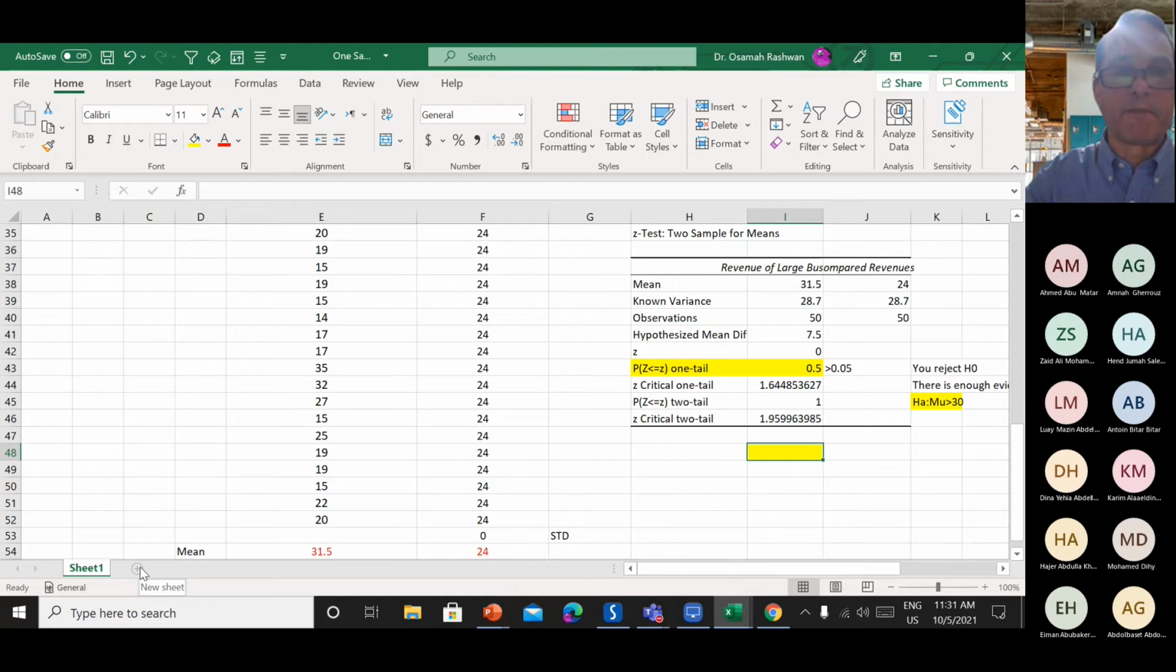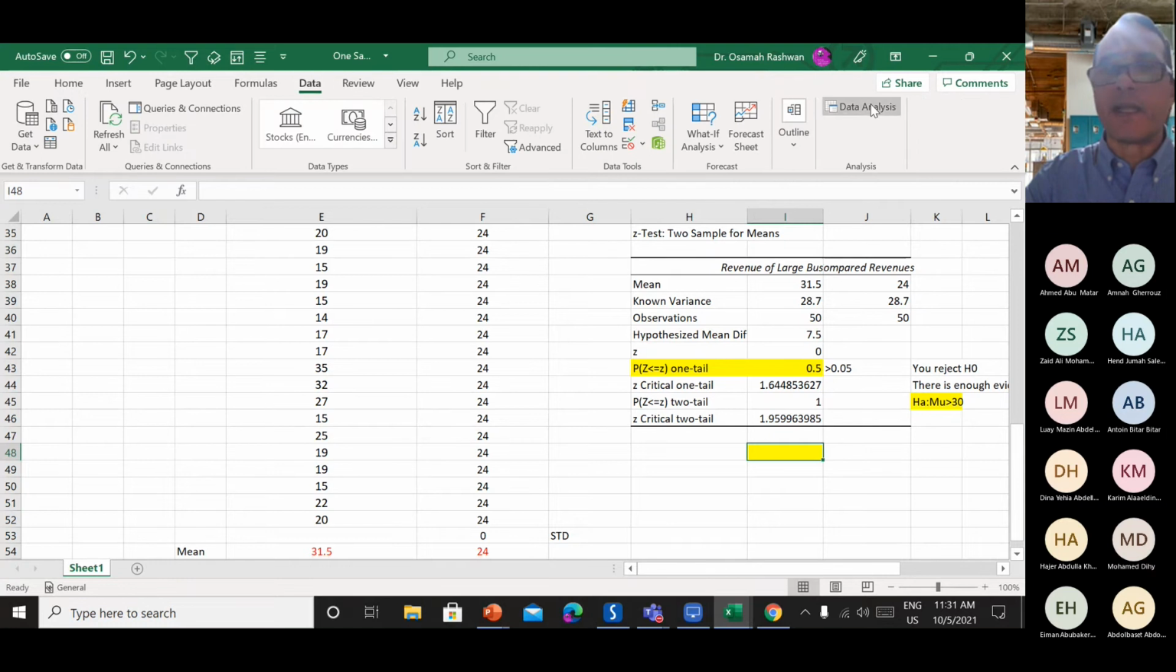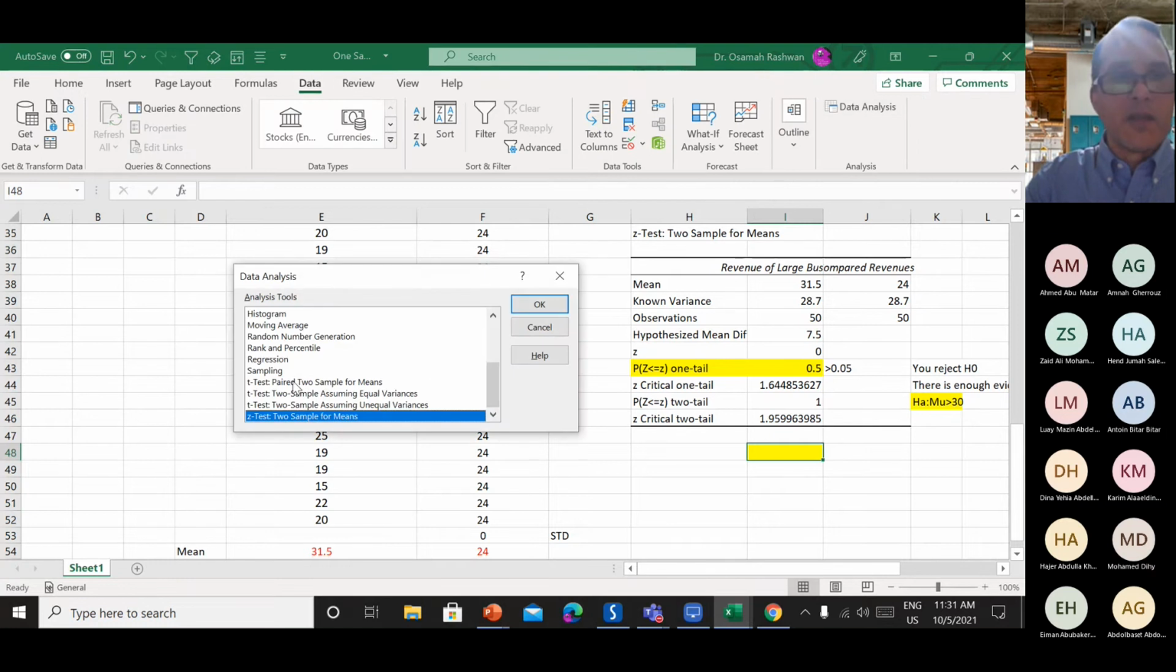Okay. Do you have one sample t-test? Go for data analysis. You don't have a one sample t-test in Excel either. So you can go for a t-test with a fake one with the same data as the one you are going to compare, right?